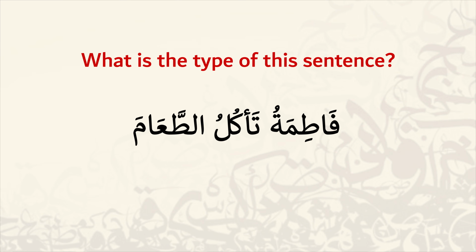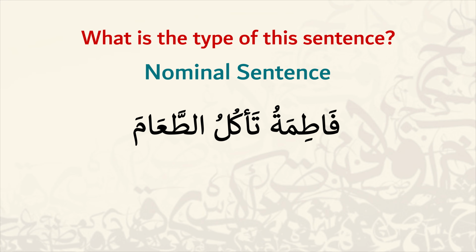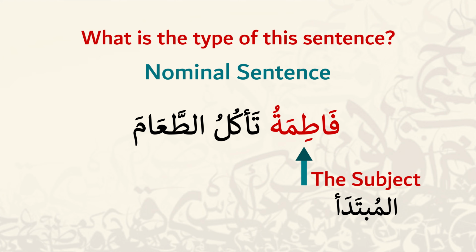فاطمة تأكل الطعام. Fatima is eating food. Let's try to ask some simple questions. What is the type of this sentence? Obviously, it's a nominal sentence because it begins with a noun, Fatima. So, Fatima is the subject of this nominal sentence, المبتدأ. You have to take note, subject of nominal sentence is different from subject of verbal sentence.